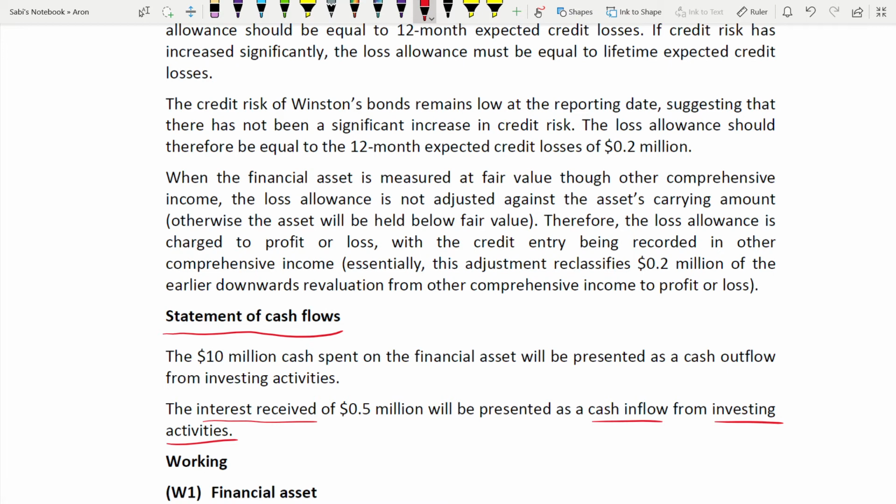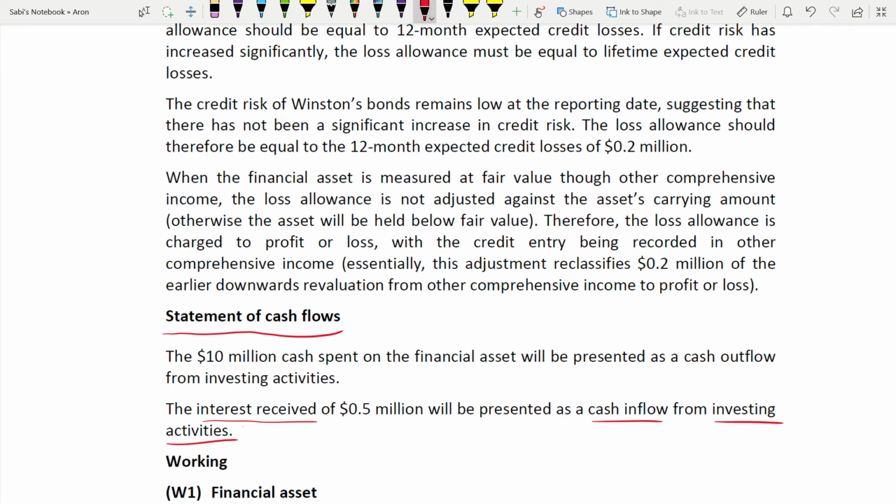I know I'm going backwards. I'm starting with the statement of cash flow. Why? Because the statement of cash flow is something you can understand very easily, even without going through IAS 7. You don't need the knowledge of IAS 7 here. You just need to know where it is recorded. You're not making a statement of cash flow here. They just ask what is the impact.